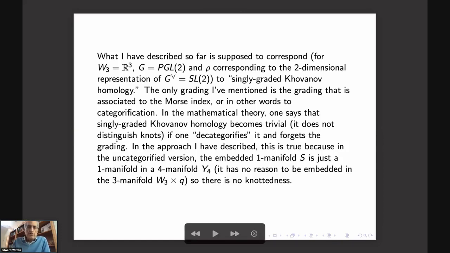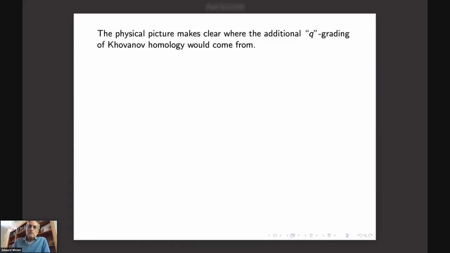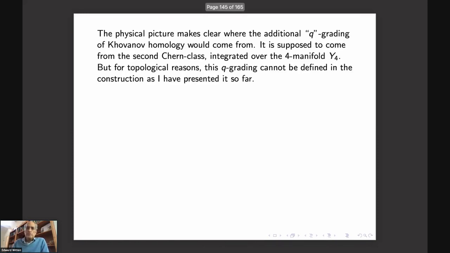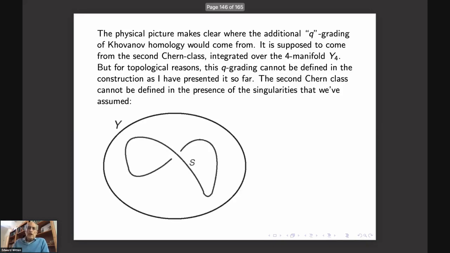So this sentence is what I just said. The physical picture makes it clear where the additional Q grading of Khovanov homology should come from. It's supposed to come from the second Chern class integrated over the four manifold Y4. But for topological reasons, this Q grading can't be defined in the construction as I've presented it so far. The second Chern class can't be defined in the presence of the singularities we've assumed.